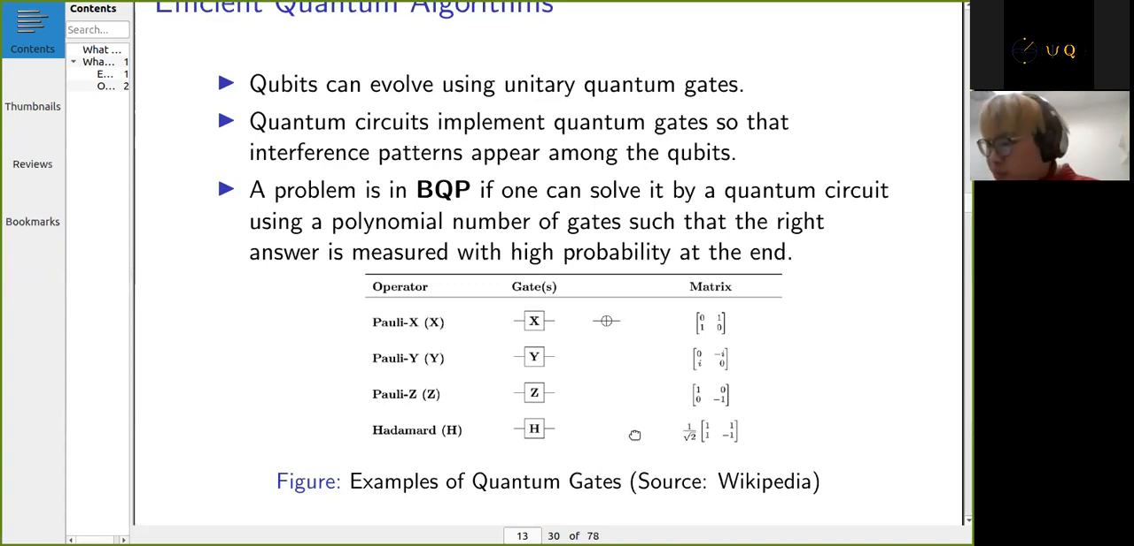So this leads us to the definition of BQP problems. We say that a problem is in BQP if one can solve it by a quantum circuit using a polynomial number of gates, such that after applying this sequence of quantum gates, the right answer is measured at the end with high probability.